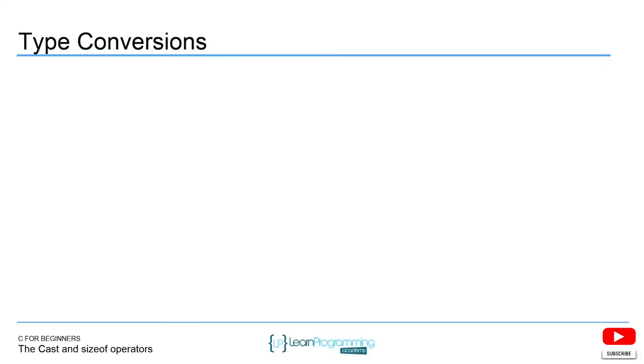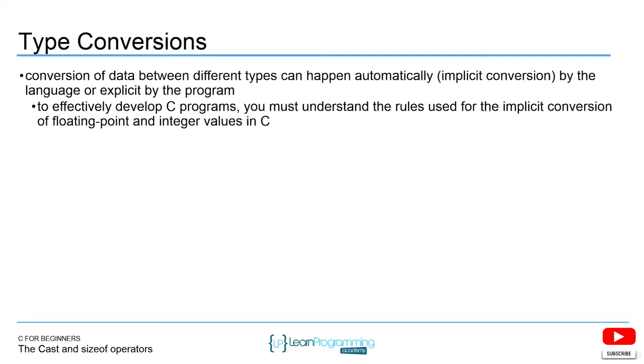In order to first talk about the cast operator, I have to tell you a little bit about type conversions, how data is being converted. We learned all about data types and the different data types out there. But if you're trying to assign data to different types, there are some implicit conversions that go on in the C programming language. Conversion of data between different types can happen automatically, which is referred to as implicit conversion, by the language, or explicitly by the programmer. The developer can use a cast operator to do a conversion.